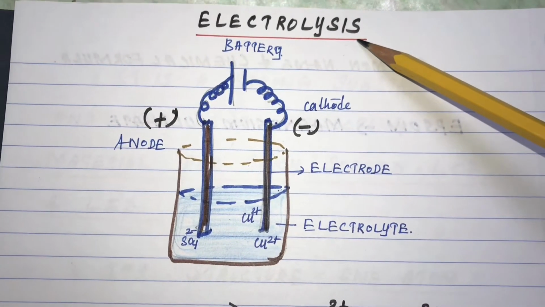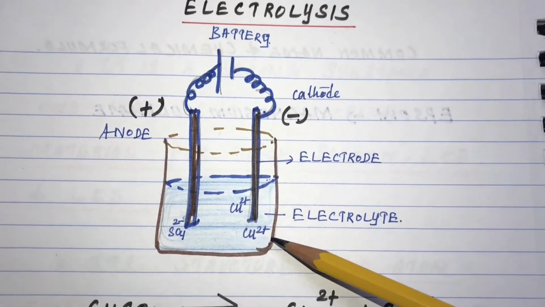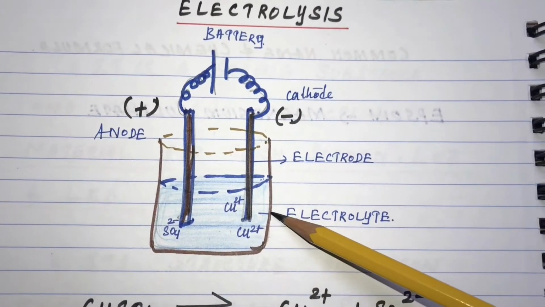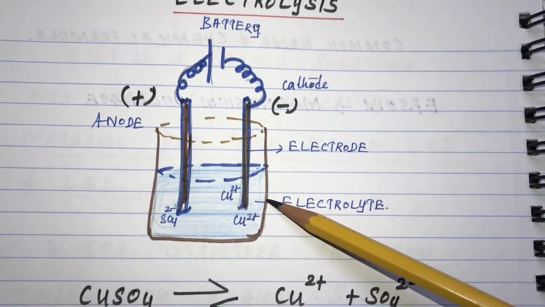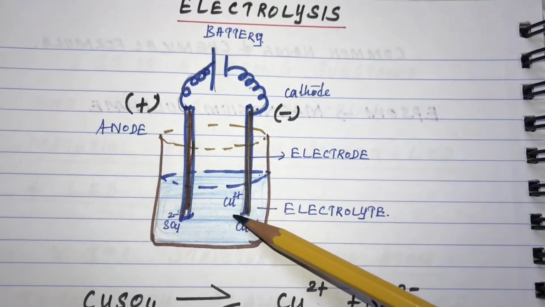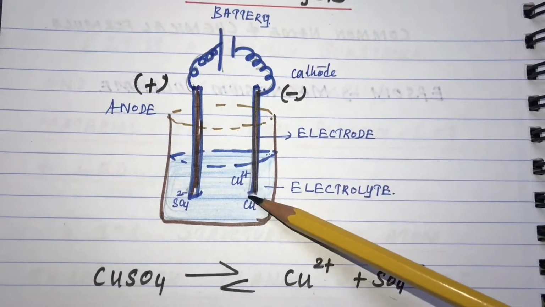Electrolysis, the concept called electrolysis. Before seeing what electrolysis is, we are going to see the parts. Here, the container is called the electrolytic cell. It contains a metallic salt solution called the electrolyte.